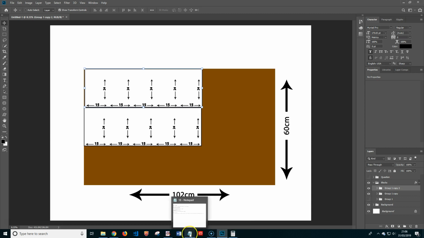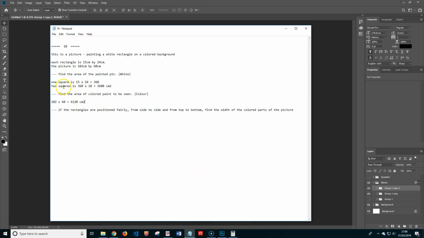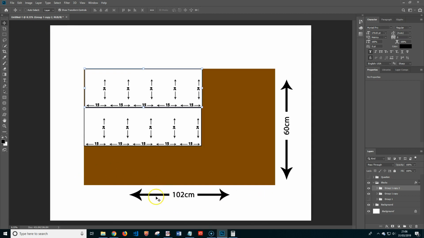And if we go back to our question where we have the answers already written in, the third part is this. If the rectangles are positioned fairly from side to side and from top to bottom, find the width of the picture or the coloured parts of the picture. So what we're looking to do now is we've already got the widths. We know that the width is 102. And we know that each white square, so the width here is 102 from side to side. And the height is 60.